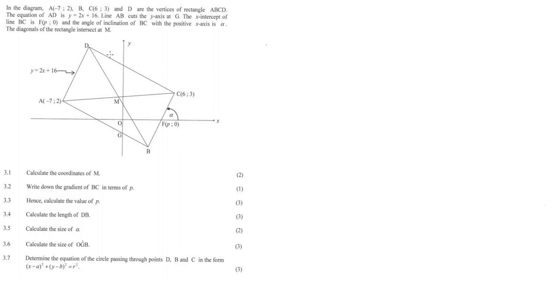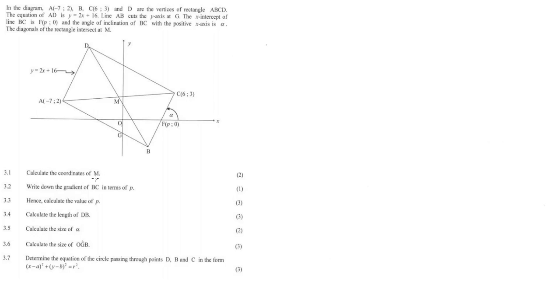From this statement, they give us a rectangle. The diagonals of the rectangle intersect at M. Diagonals in a rectangle have the same length, so this distance will be equal to this one. The distance DB is equal to AC because of the diagonals. M is the midpoint. Okay, so now let's go to the question.